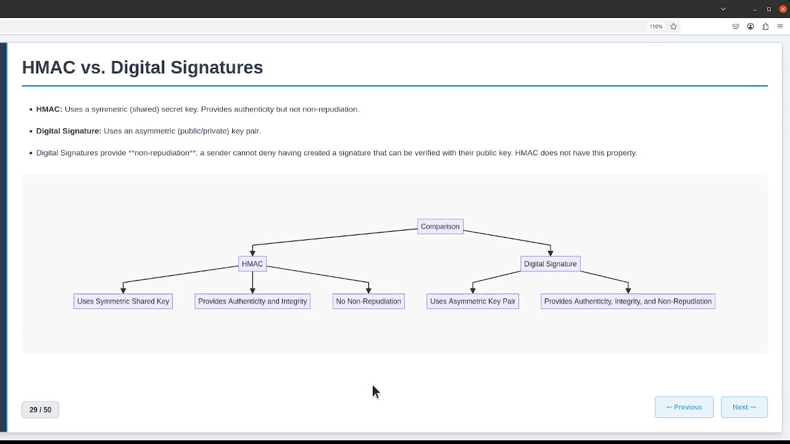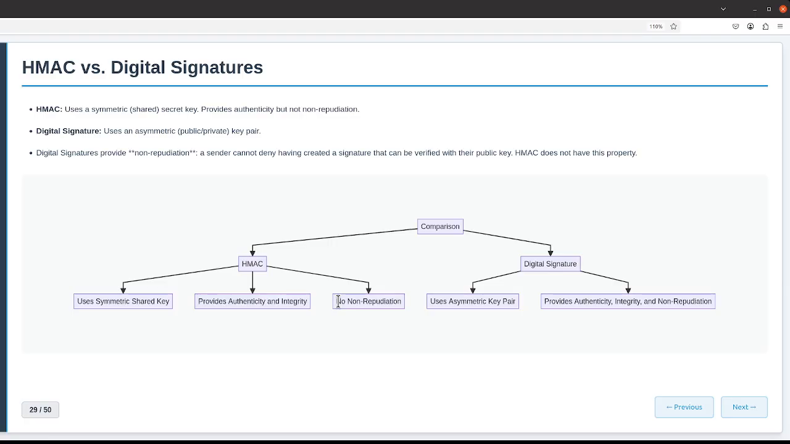HMAC versus digital signatures. It's important not to confuse HMAC with digital signatures, which use public key cryptography, like RSA or ECDSA. Both provide integrity and authenticity, but they have a key difference: non-repudiation. HMAC uses a symmetric, shared secret key. Both the sender and receiver have the same key. This means either party could have created the MAC tag. You cannot prove that the sender, and only the sender, created it.